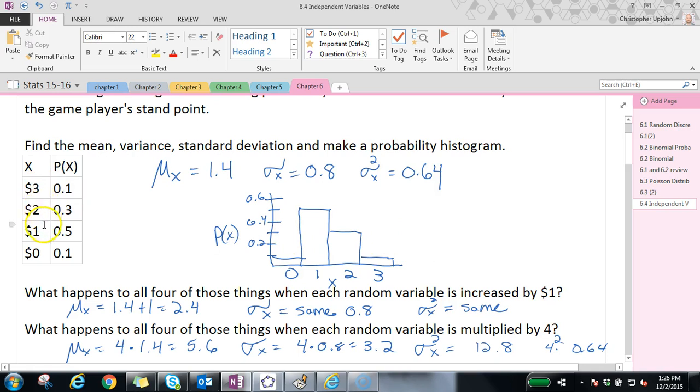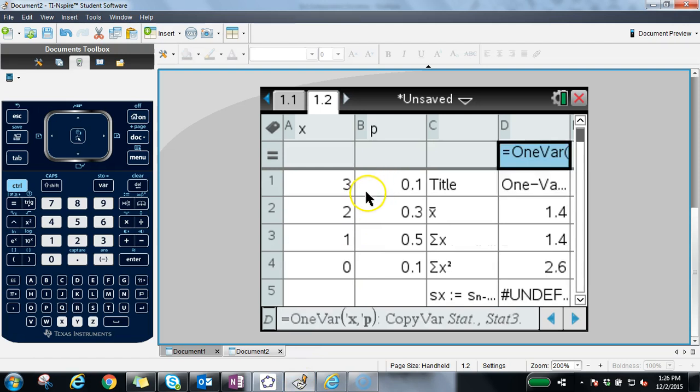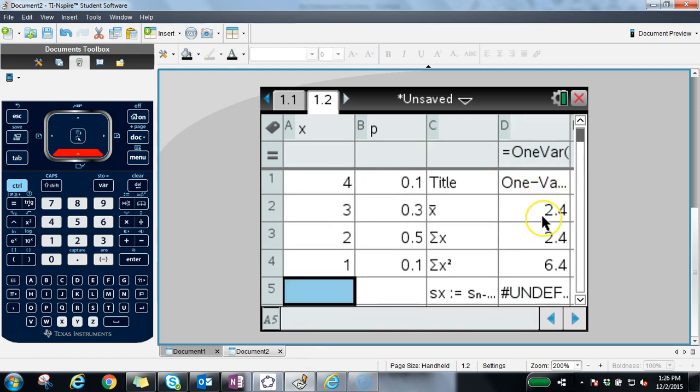So what happens to all four of those things when each random variable is increased by 1? So instead it's 4, 3, 2, 1. Well, our mean goes up by 1. And we can see it here if we literally just change it. Our mean is now 2.4.